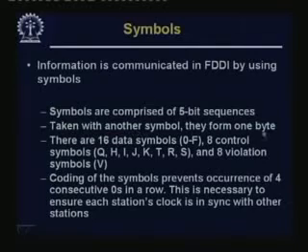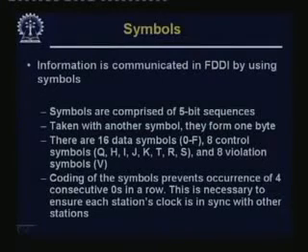Taken with another symbol, they form 1 byte. There are 16 data symbols. With 5 bits we can have 32 different symbols, out of which 16 are reserved for data. This is for 0 to F. So, if you write your stream of bytes in hex, that means in groups of 4 bits each, each of these 4 bits has its corresponding code in the FDDI symbol, from 0 to F. And then we have 16 other symbols which are left. 8 are used as control symbols and 8 as violation symbols.